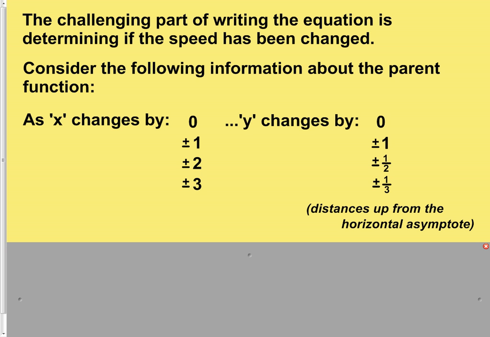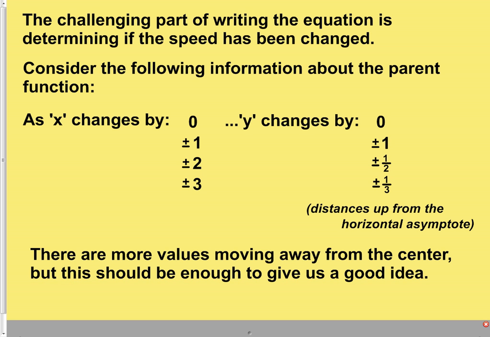Now, please keep in mind that the y values, that is the distance of the change from the horizontal asymptote. Remember, there's a vertical asymptote and a horizontal asymptote passing through the center of our hyperbola. So these x values on the left are saying that when we move 1 step, 2 steps, 3 steps, either direction away from that vertical asymptote, it is causing these step sizes over on the right: 1 step, 1/2 a step, 1/3 of a step up or down away from the horizontal asymptote.